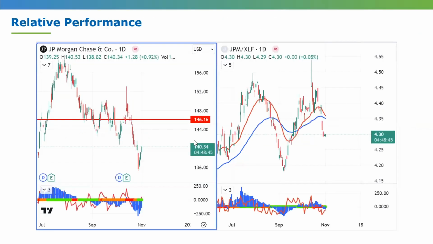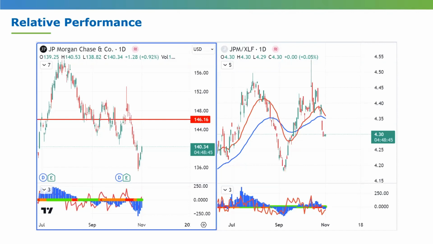Now, after the fundamental analysis that I incorporate, the next thing I would look at is relative performance. And this is a very important one. This is more of a technical analysis way of looking at an earnings play. So relative performance compares the performance of the company or the stock relative to the subsector or the sector that it's in. For this example, we used JP Morgan.